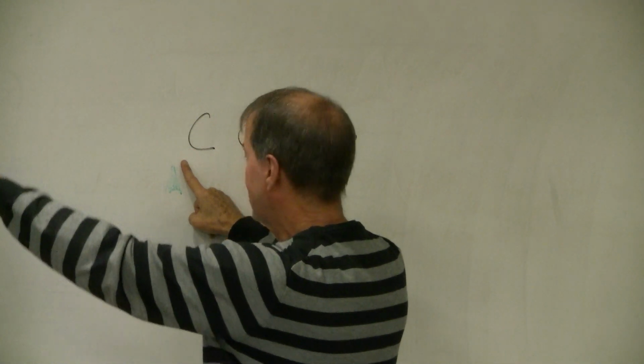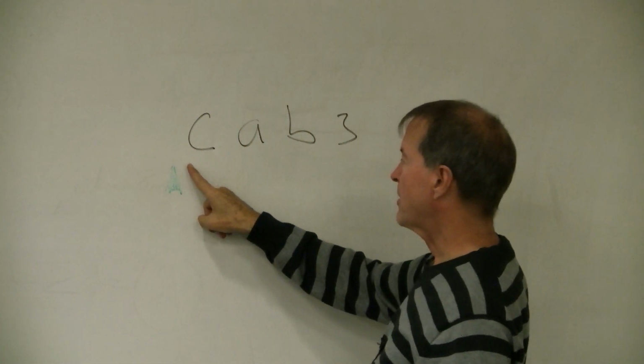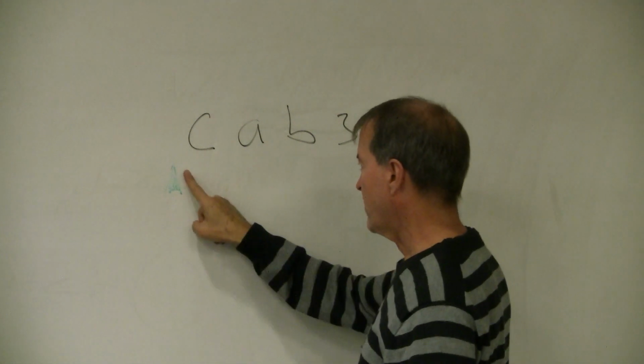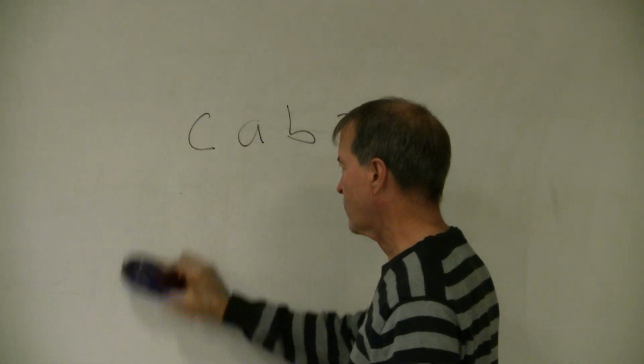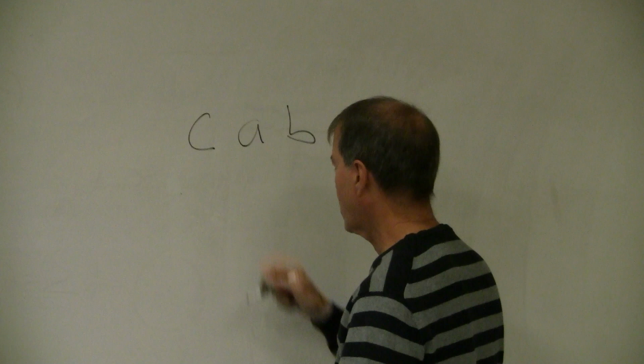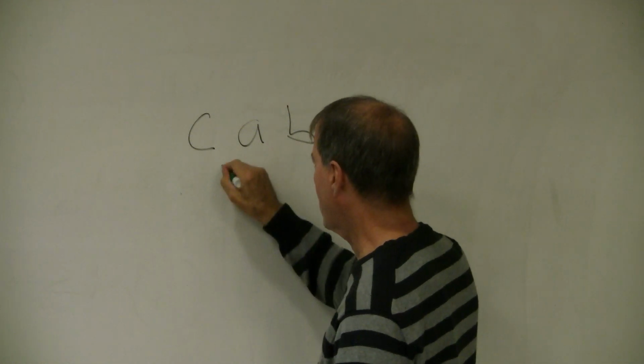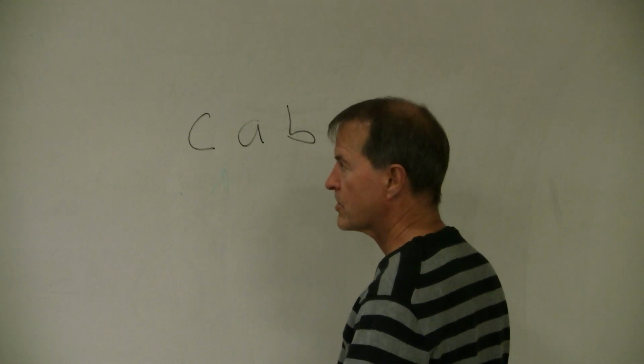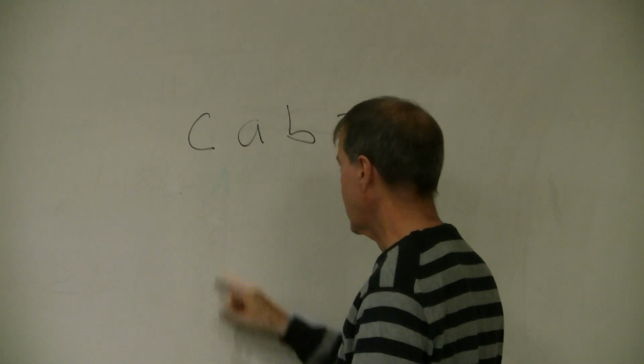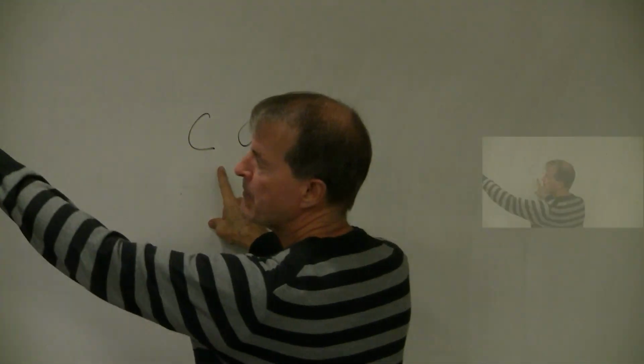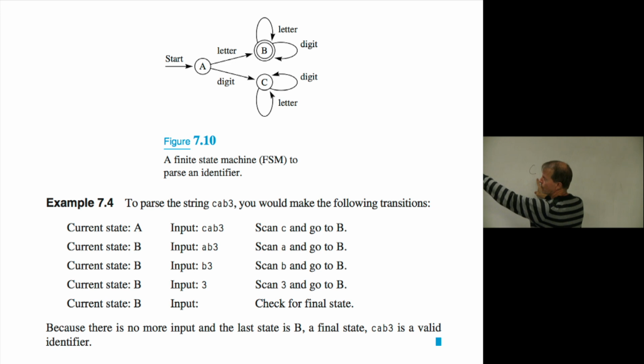Now watch this. When I scan this input and go from here to here, what have we scanned? We have scanned C, which is a what? Is it a letter or is it a digit? It's a letter. So going from here to here, we scan a letter. That means that over here we go from what to what? We go from A to B, because we can only go from A to B on a letter. Now do you see the correspondence between this and that? How that works? All right, A to B.